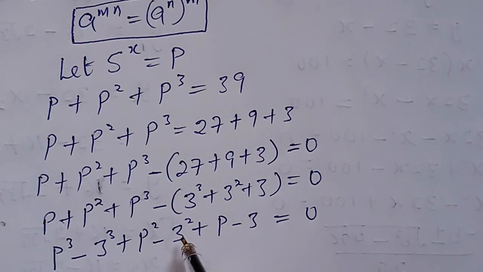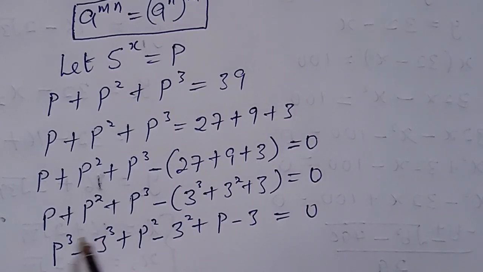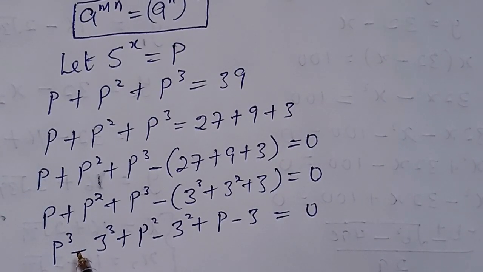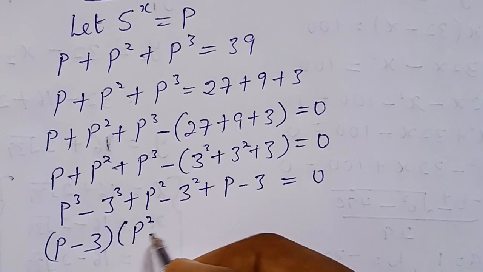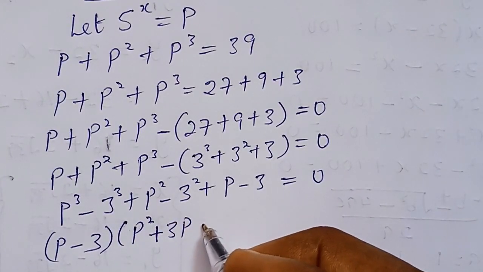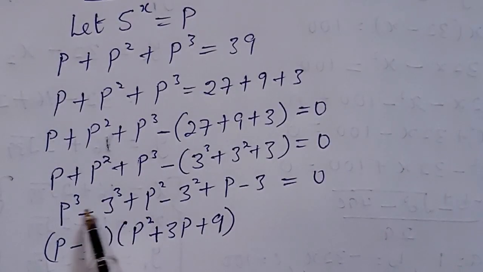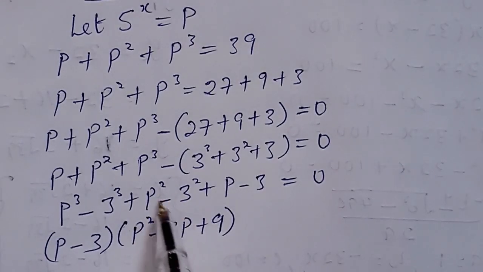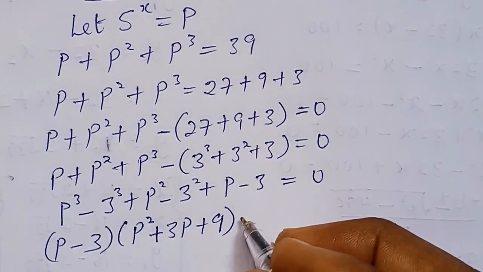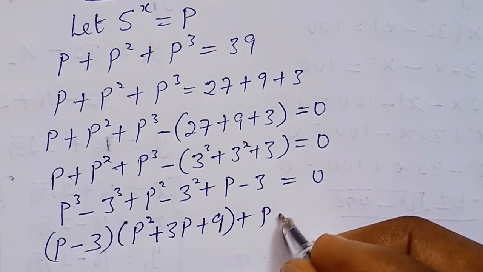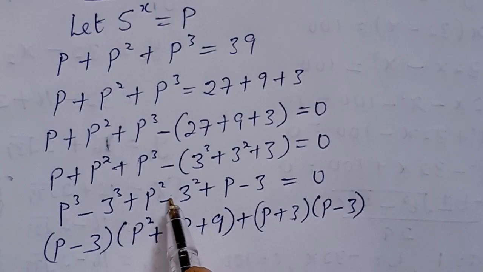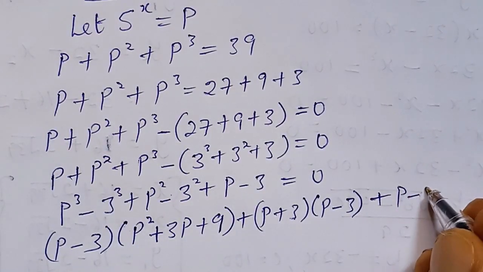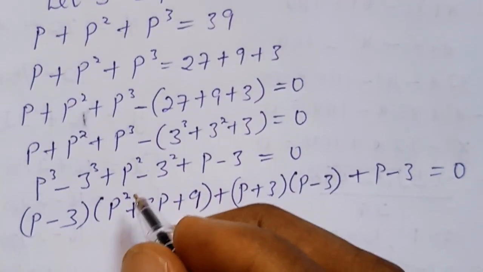From this expression we can factorize all this. The factorization of this first term will be given as (p minus 3) and (p power 2 plus 3p plus 9). This is the factorization of the first term. Then the second term appears as a difference of two squares, and that can be given as (p plus 3) multiplied by (p minus 3). That is for the second term, and the last term is written like that: p minus 3, all equals 0. This is what we have gotten now.